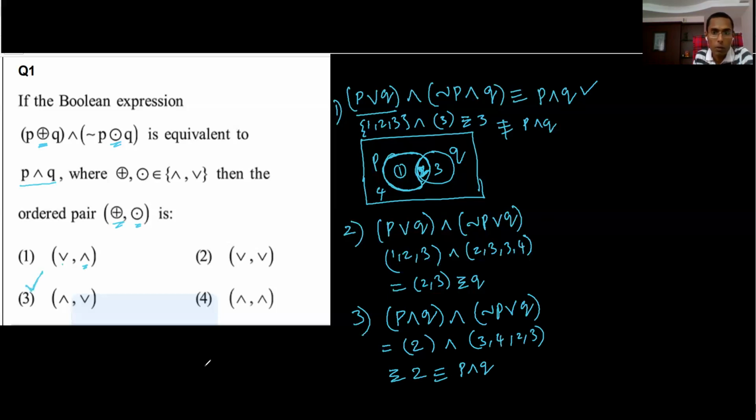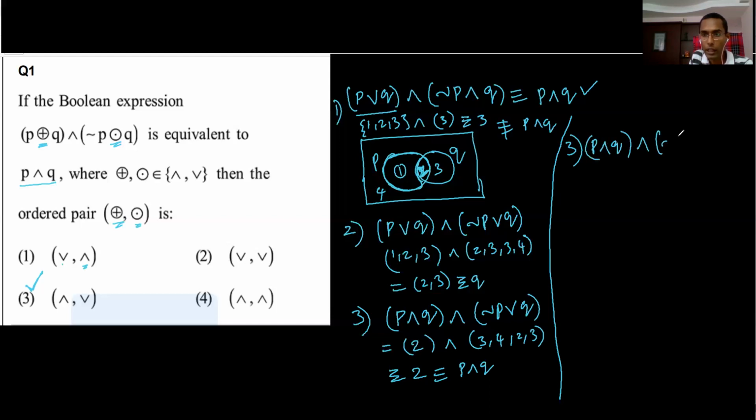This is one way of doing it. The other way is simply you have to use this. Now the third one, the same third one we will do. So P and Q, and negation P or Q. What you can do is use the distributive property. If you use the distributive property, this one statement intersection this one: P and Q intersection negation P.